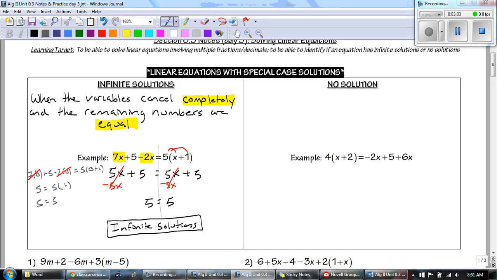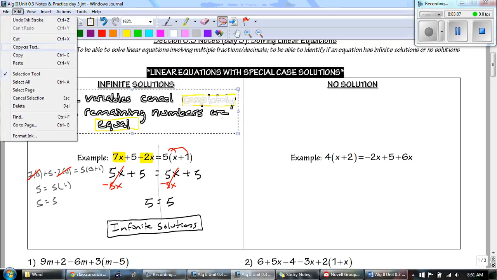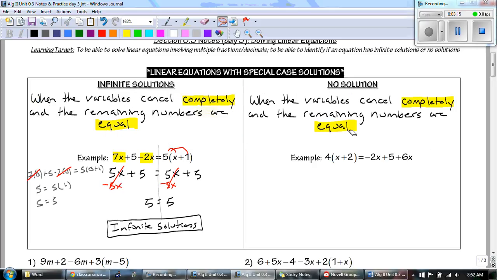Now, no solutions is going to be very similar. So similar that I'm going to copy and paste this. I'm going to move it over here, except I'm just going to change this last part. Okay? Because no solutions is when the variables cancel completely and the remaining numbers are not equal. I only had to add one word.